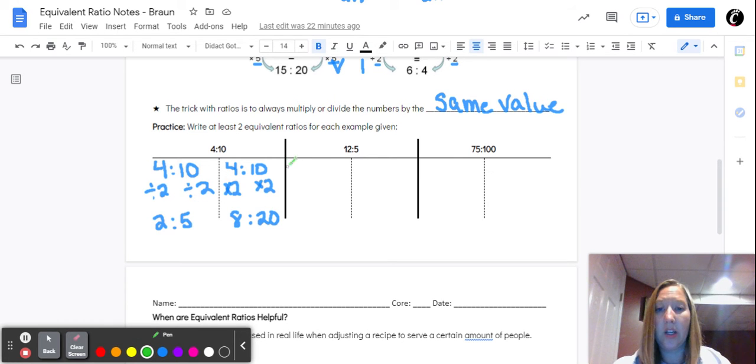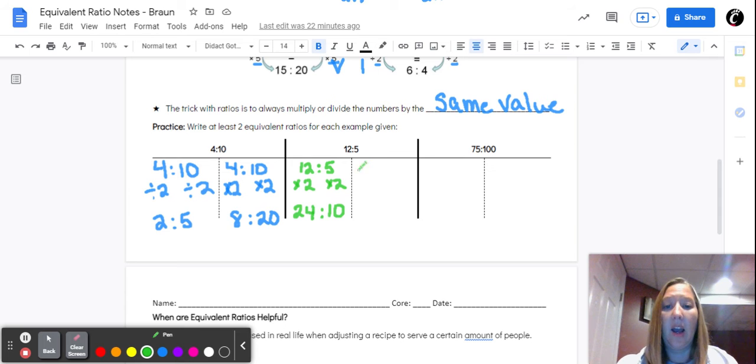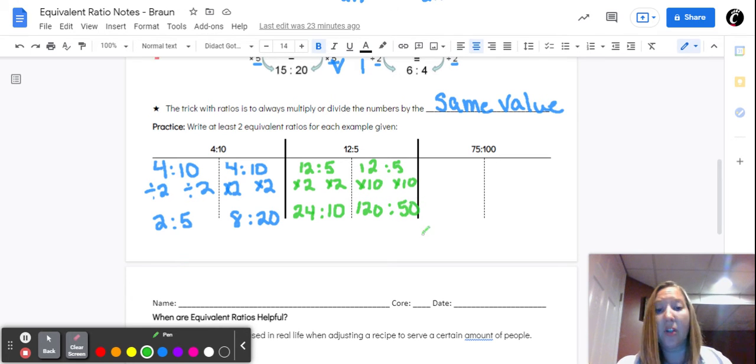Okay, so now we're looking at the ratio of 12 to 5. I'm going to start by multiplying this one by 2. So if I multiply both numbers by 2, my equivalent ratio is going to be 24 to 10. I can, like I said, basically multiply by any number to create an equivalent ratio. So I could also multiply these both by 10. So 12 times 10 would give me 120. And 5 times 10 is 50. So 120 to 50 is also an equivalent ratio.